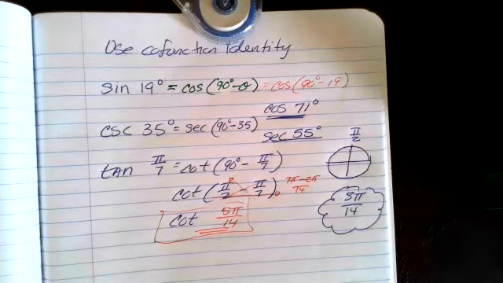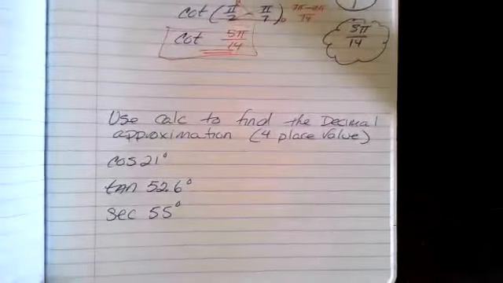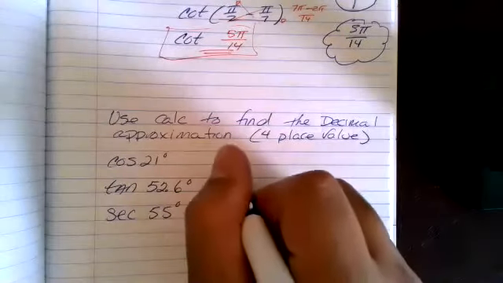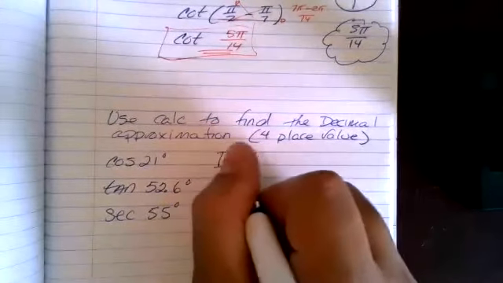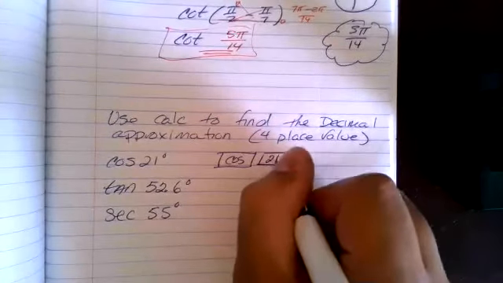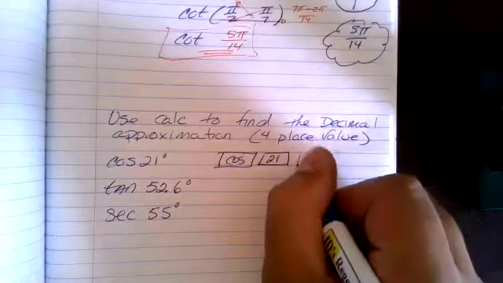Next in this section, they ask us to do some problems on the calculator. So on the calculator, they just want us to do an exercise finding a decimal approximation. It says use the calculator, find the decimal approximation to 4 decimal places, and then they say cosine of 21. So this is pretty easy. All you have to do is hit cosine and 21. There's no 21 button, so you have to use 2 and 1, and then hit enter.